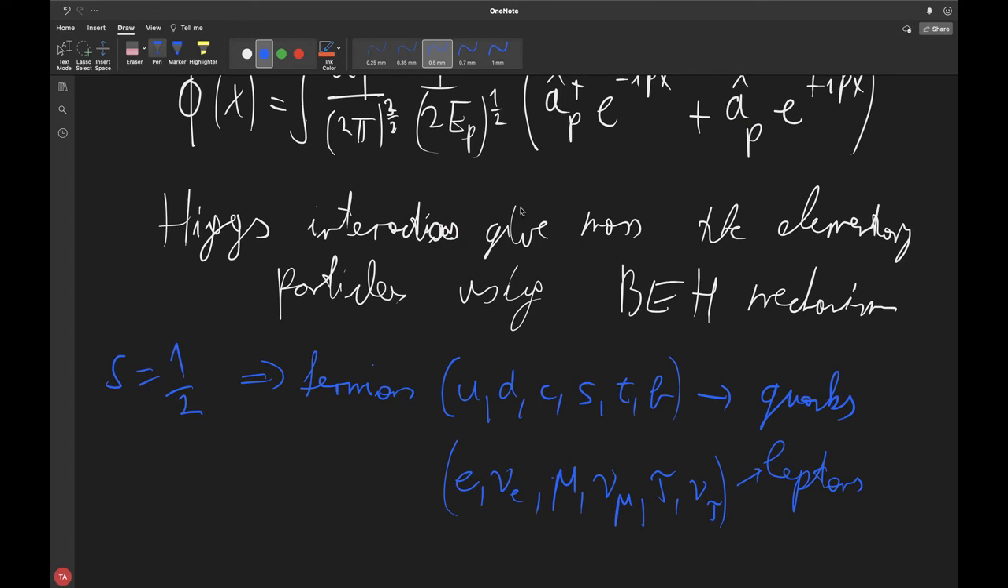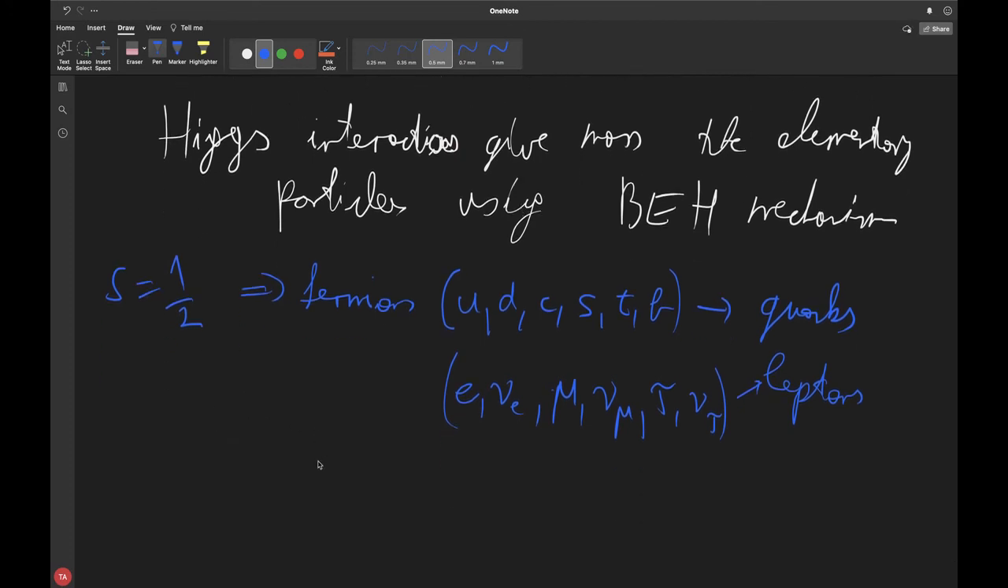And to all of these, we also have, of course, the antifermions. So that's everything which you see here, just with a bar. So u, d, c, s, t, b bar, electron neutrino, muon neutrino, tau neutrino, and then bar.